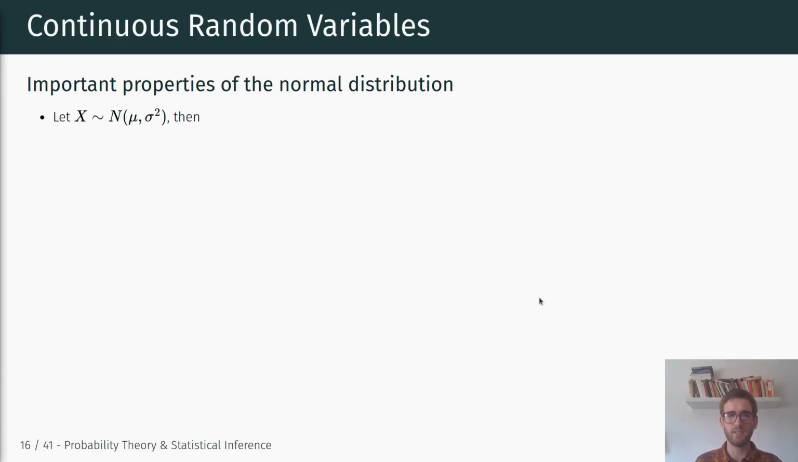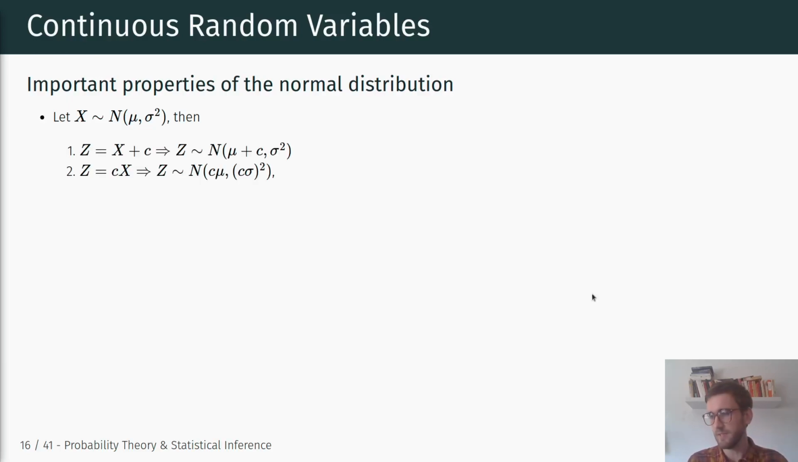First, if we have a random variable x that is normally distributed with a mean or expectation of mu and a variance of sigma squared, then we know that some random variable z, which is just x plus a constant c, is also normally distributed. So adding a constant to a normally distributed random variable is still normally distributed, with just a new expectation, which is mu plus c.